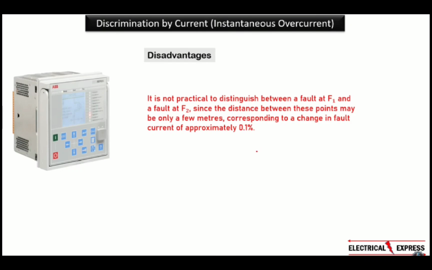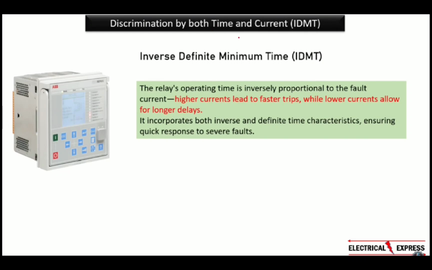So, I hope you've read about discrimination by current and discrimination by time. The reason for explaining these two methods is that we'll use these two methods to solve all the numerical problems going forward. And it's using these two methods that we'll now study discrimination by both time and current, or IDMT. This will make it easier for us to understand.